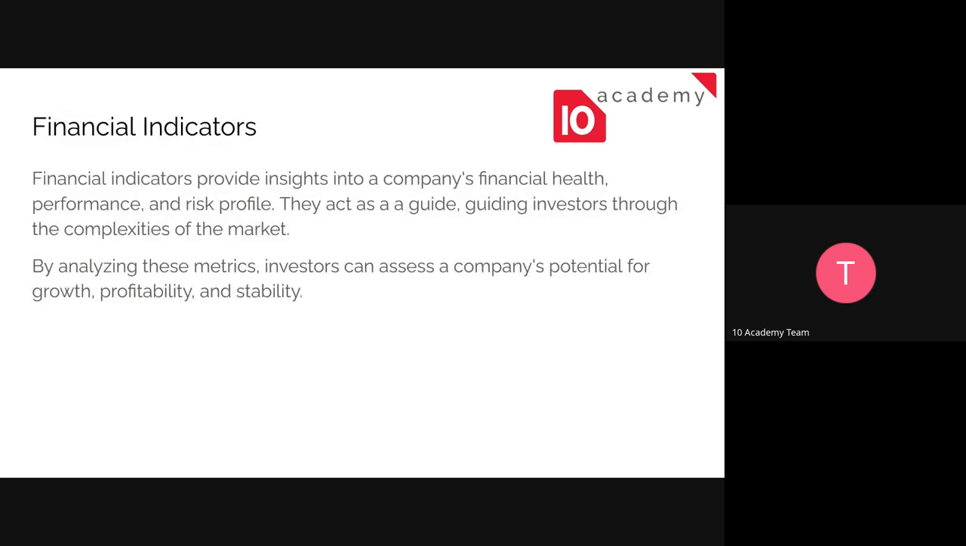Okay, so financial indicators are indicators that act as a guide or a compass that guide the investors in the market of investing. The market can be a very complex and hard thing to analyze, so these financial indicators help us or guide us in the right path. They provide insights into the company's financial health, performance and risk. By analyzing these metrics, investors can assess the company's potential for growth, profitability, and stability. And after assessing it, they can choose to invest or not invest.